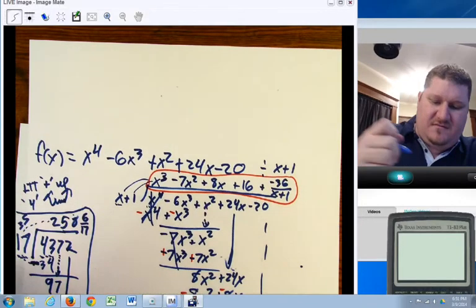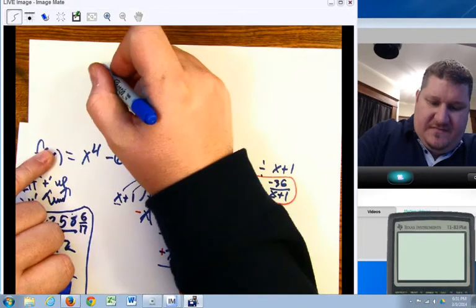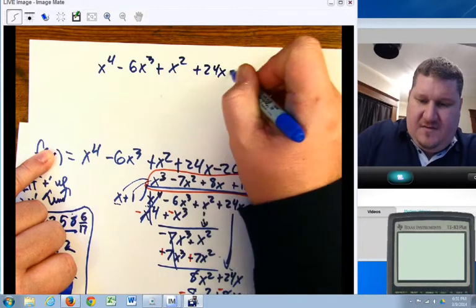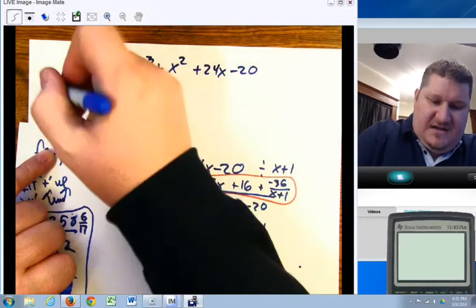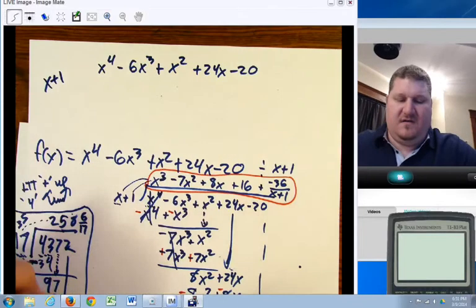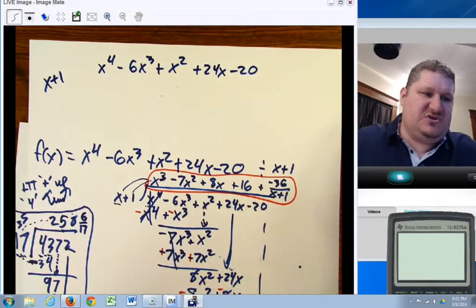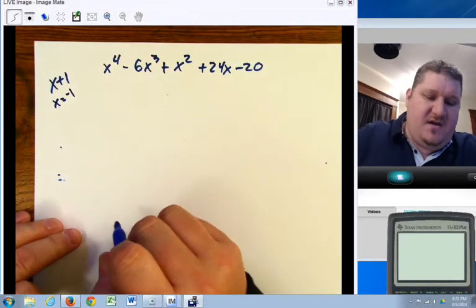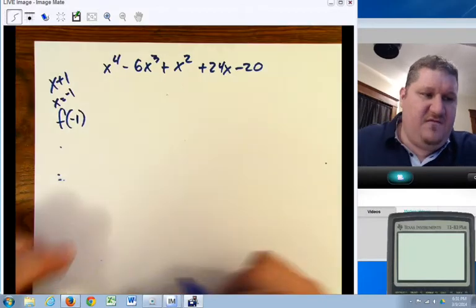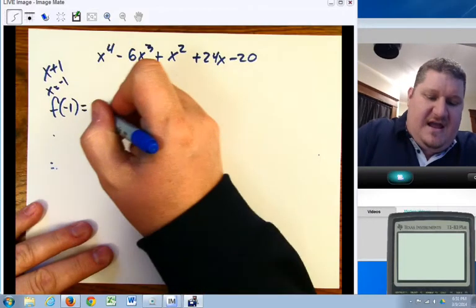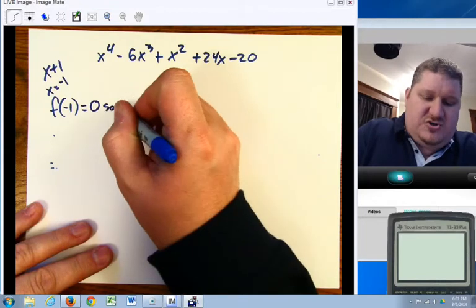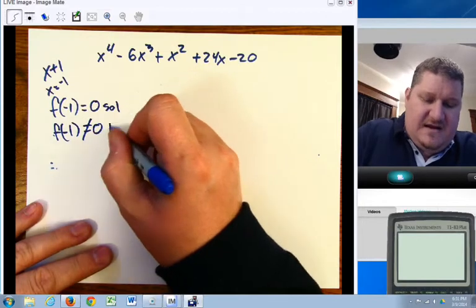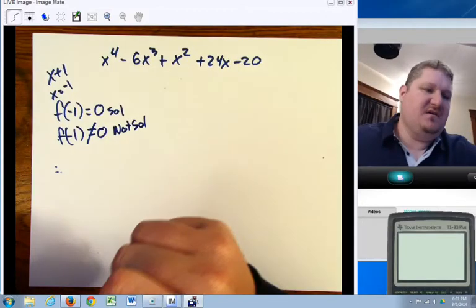The remainder theorem says if I take the original, x to the fourth minus 6x cubed plus x squared plus 24x minus 20, and I want to see if x plus 1 is a factor. Well, if I solve x plus 1, I say x equals negative 1. The remainder theorem says if I plug in negative 1 everywhere I see x and I get 0, then it's a solution. If I plug in f of negative 1 and it doesn't equal 0, it is not a solution. So let's see what we come up with.